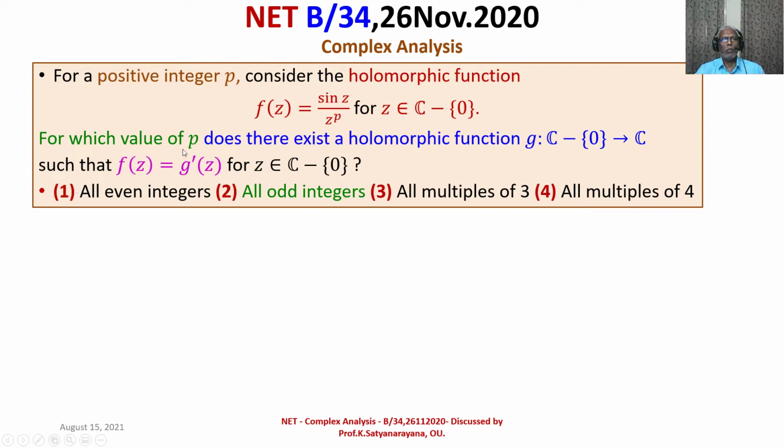What is the question? For which value of p does there exist a holomorphic function g from the set of non-zero complex numbers to the set of complex numbers such that f of z is equal to the derivative of g of z, that is g prime z, defined for all non-zero complex numbers.